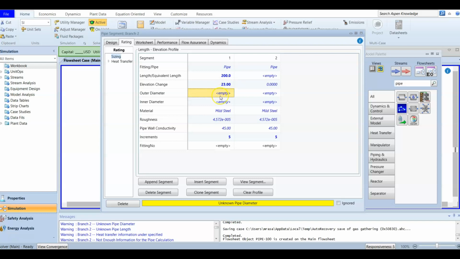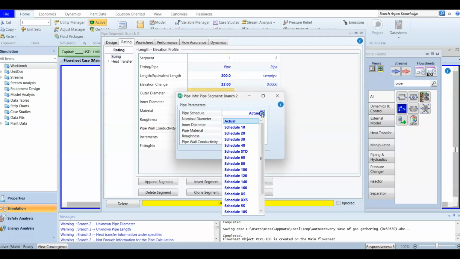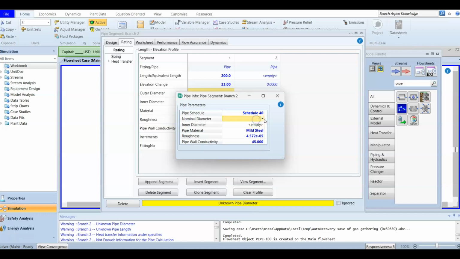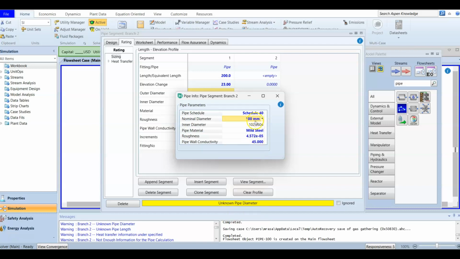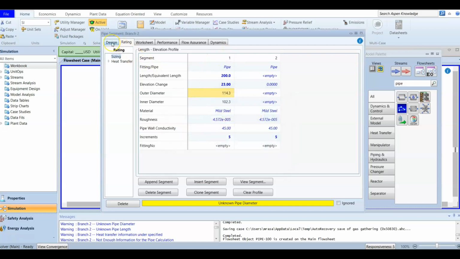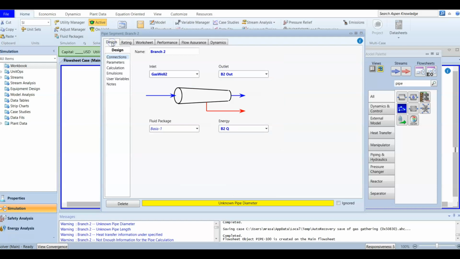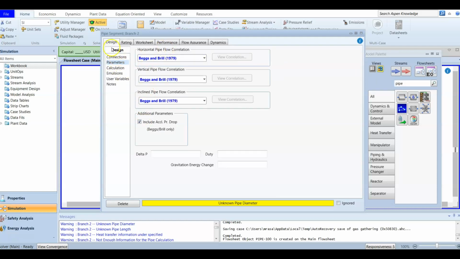And the nominal diameter, you remember how we added the nominal diameter? You go to view the segment, we agreed on schedule 40, and our nominal diameter we will choose 100 millimeter. Okay, so the nominal diameter here is higher than the one of the branch number 1. Also we need here to add our correlation. We haven't changed the correlation, so after the connection go directly to the parameter, and again here we have 2 phases, only gas and liquid, so we are going to choose a two-phase Tulsa unified model.